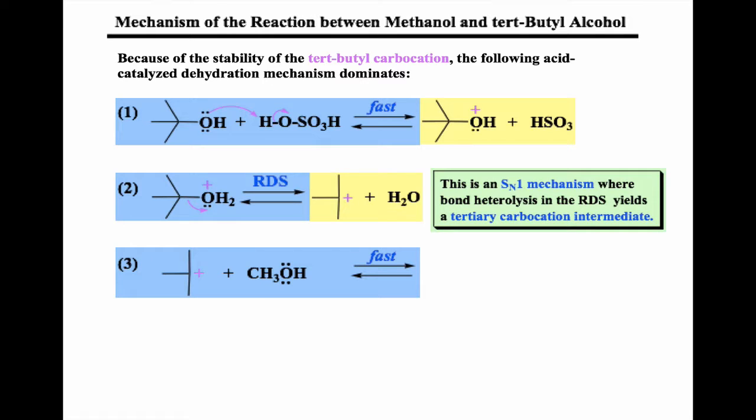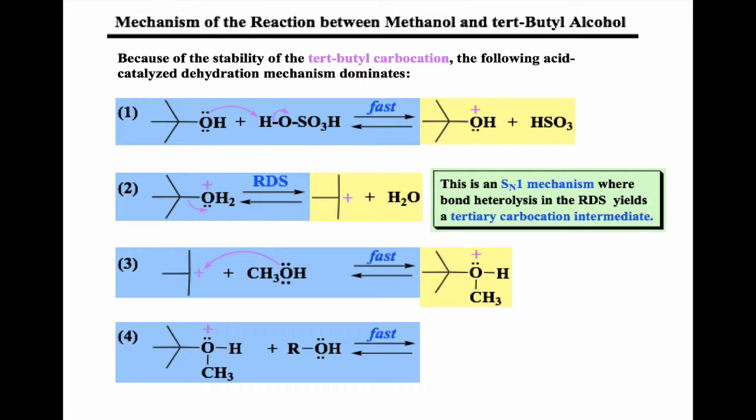Rate determining step, of course, and now methanol can come in, react with the carbocation. You end up again with the protonated species, which is the protonated ether in this case. And then, of course, more alcohol or the bisulfate can come in and deprotonate, and you end up generating the ether.